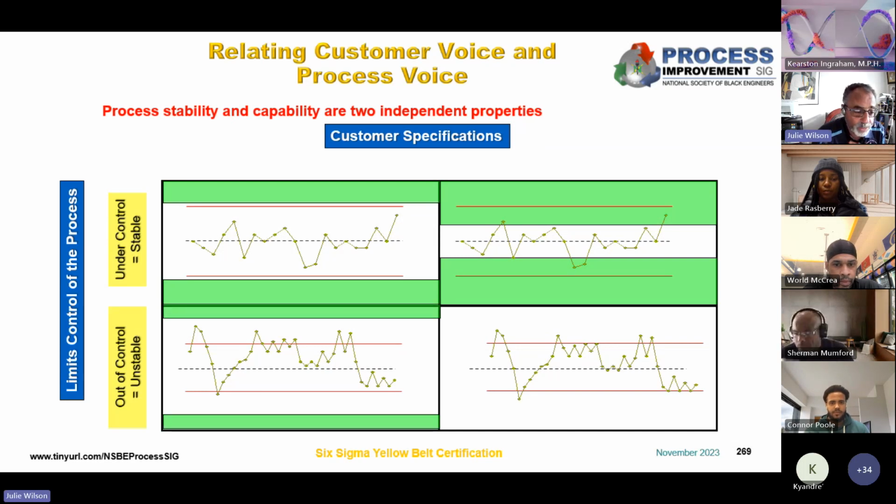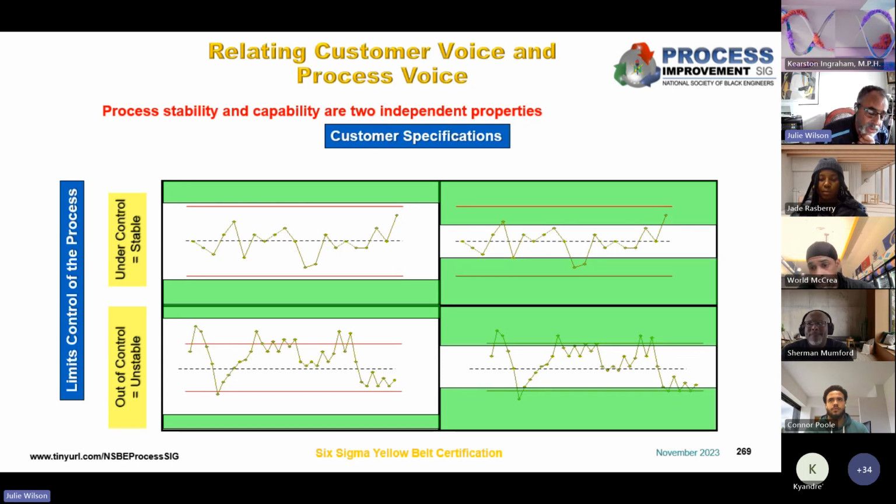Below in the lower left-hand corner, the process is unstable, but because the customer specs are really wide, the customer will take anything, you can get away with it. At the bottom, the process is neither stable nor in spec, and you just got a hot mess. So this is just quickly to help us to understand and put in context that at the end of the day, we need to deliver product that meets specifications. It needs to be within the green lines. And process capability is the calculation that tells you whether or not your process is able to meet specification. Stability tells you whether or not you have special cause variation that is impacting your process.